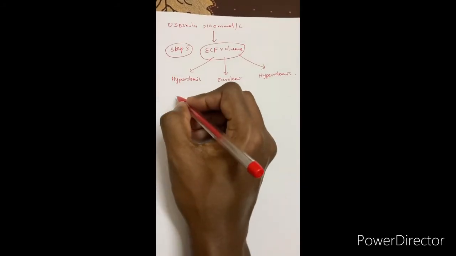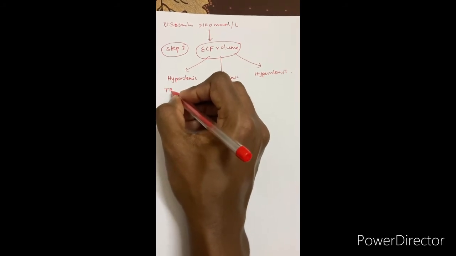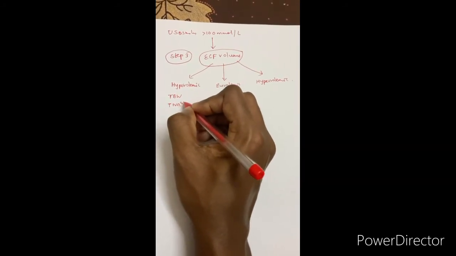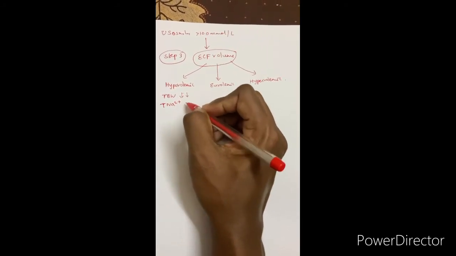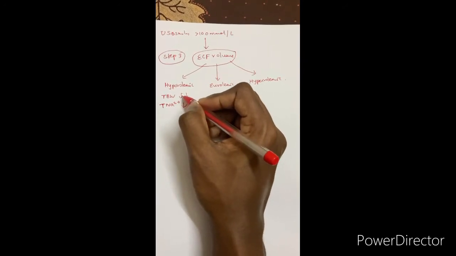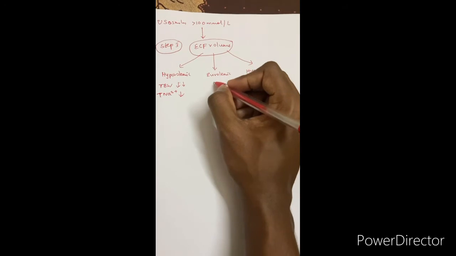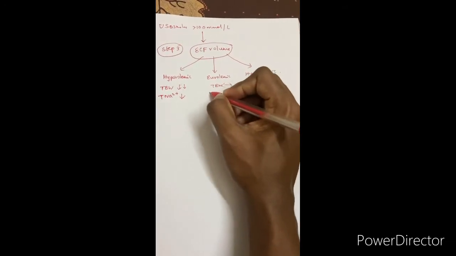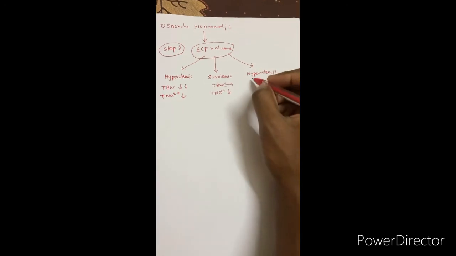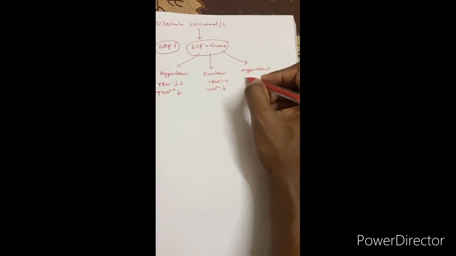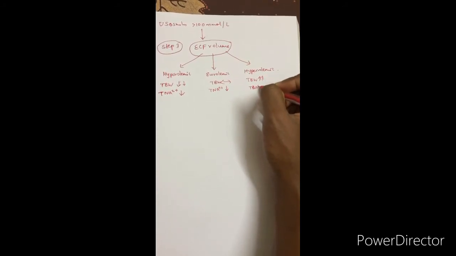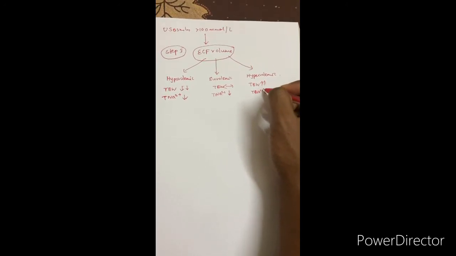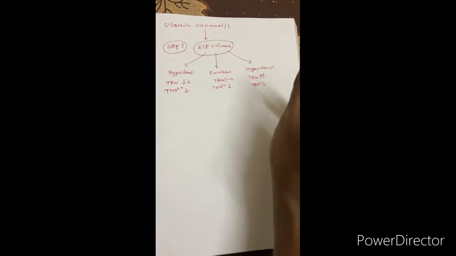What is hypovolemic hyponatremia? We are just reflecting two concentrations: total body sodium and total body water. In hypovolemic hyponatremia, total body water will be decreased and total body sodium decreased, but the total body water decrease is more compared to the total body sodium. Whereas in euvolemic, the total body water will be normal, but the total body sodium concentration will decrease. Whereas in hypervolemic hyponatremia, your total body water will increase and your total body sodium will decrease, but compared to the total body sodium, the total body water increases more.